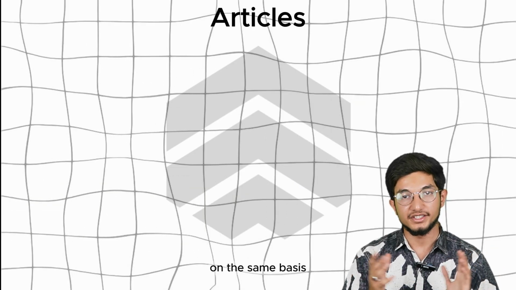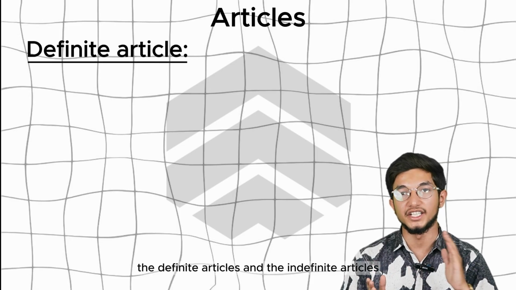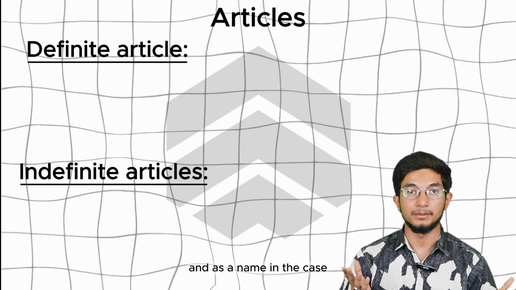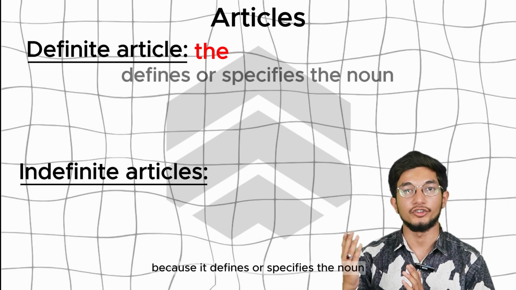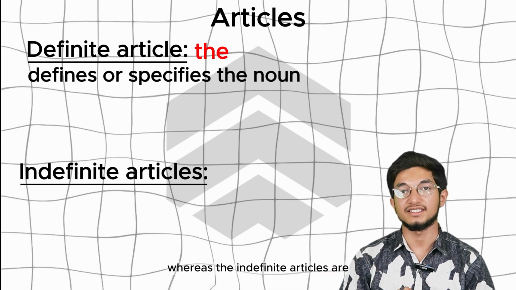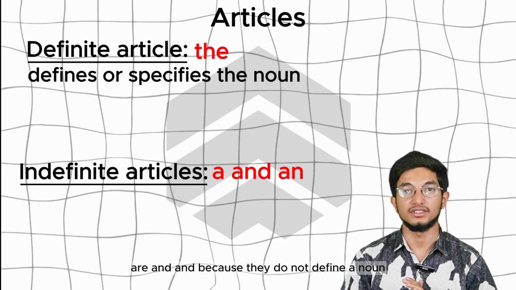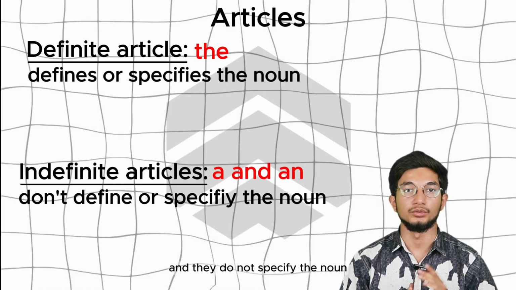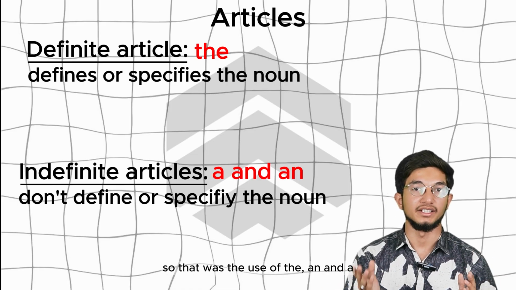And on the same basis, we classify the articles into two types, that is the definite articles and the indefinite articles. And as the name indicates, the definite article is the, because it defines or specifies the noun, whereas the indefinite articles are a and an because they do not define a noun and they do not specify the noun. So that was the use of the, an, and a.